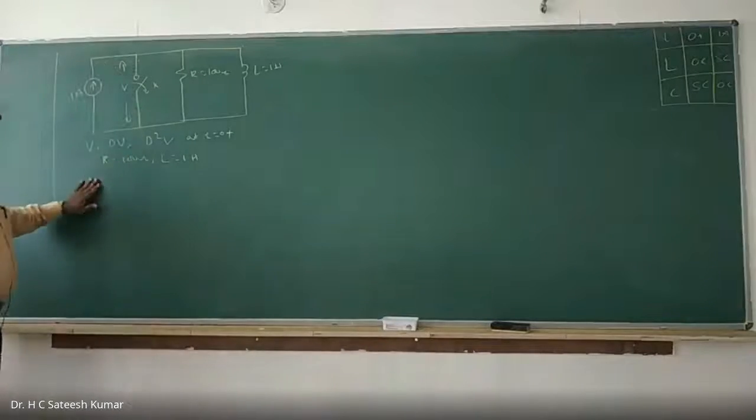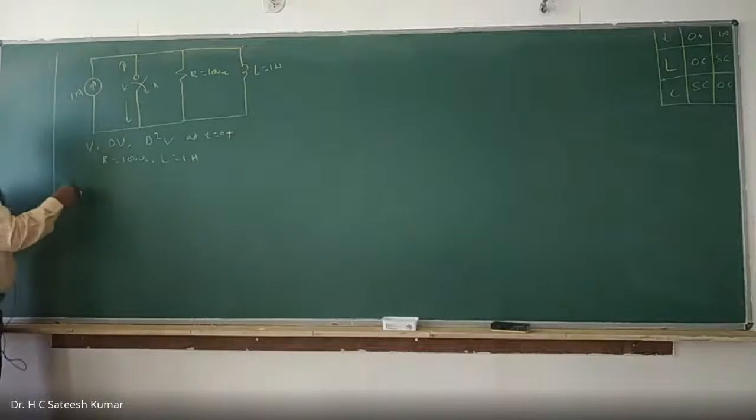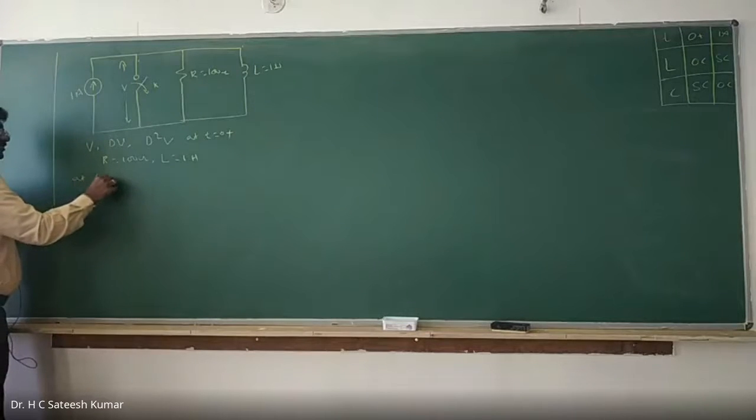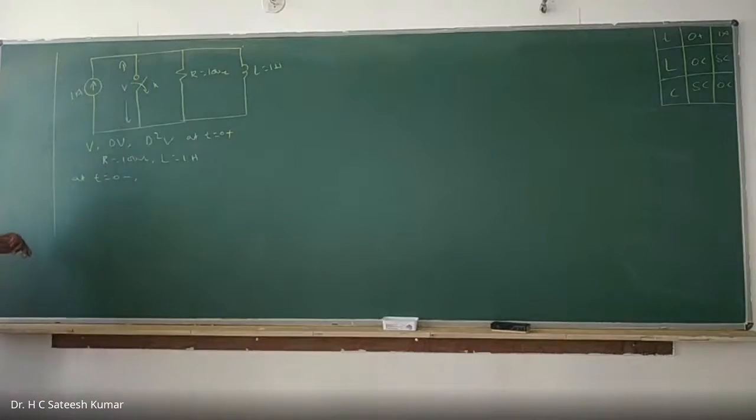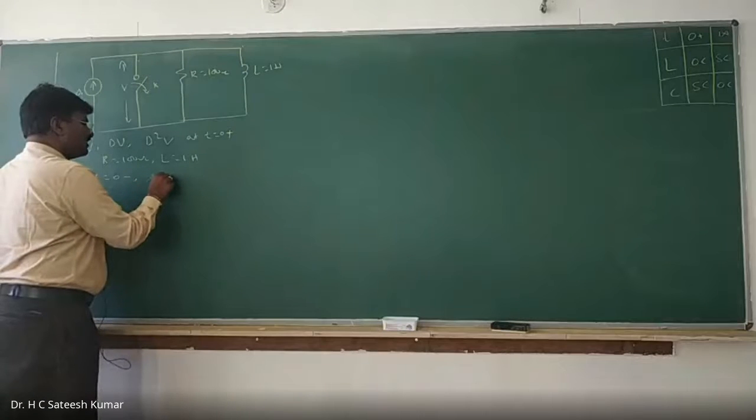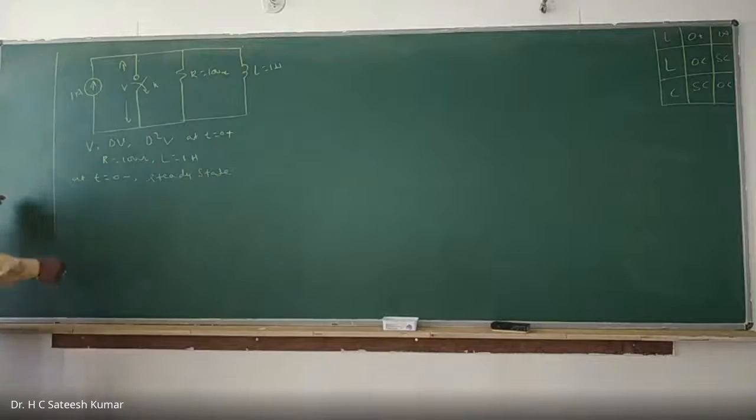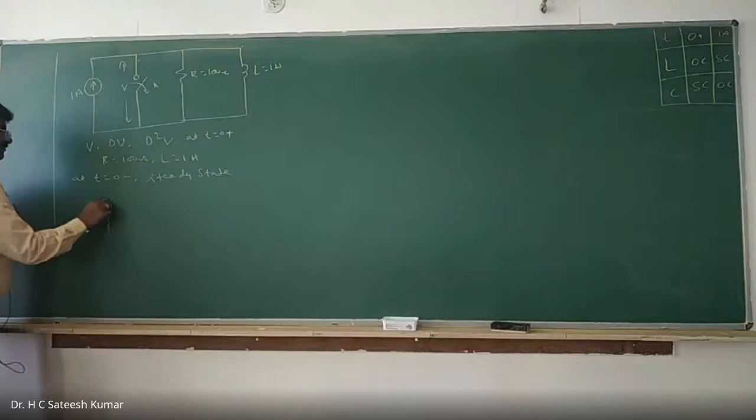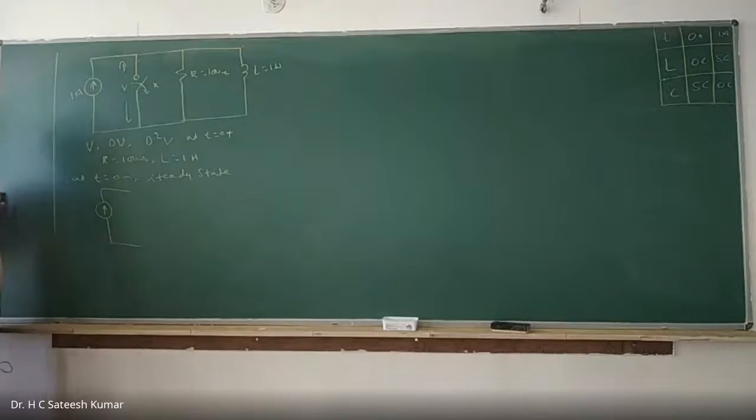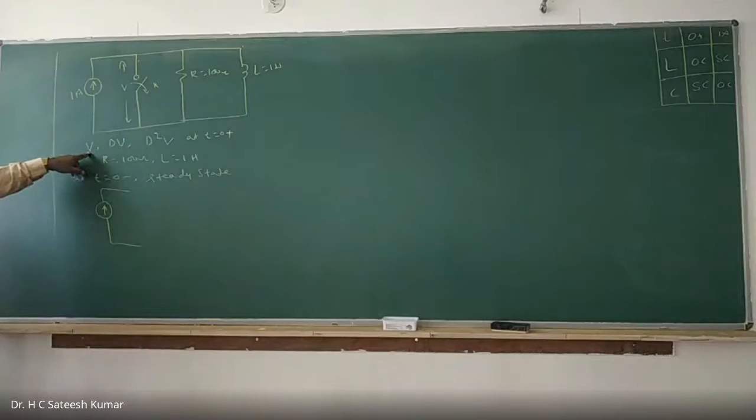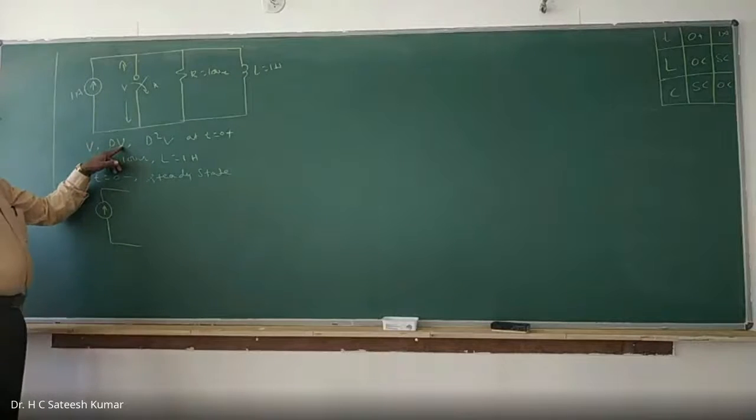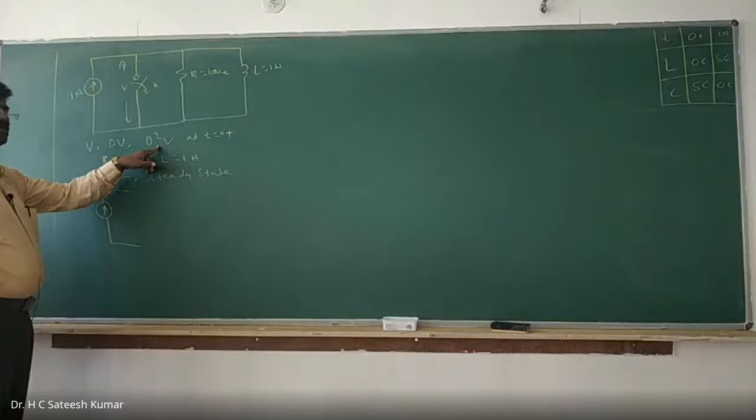So initially the switch is closed, and it has reached a steady state. So at t is equal to 0 minus, steady state is reached. If steady state is reached, what will happen? So we can write it as, we should calculate V at 0 plus, dV by dt at 0 plus, and d square V by dt square at 0 plus.